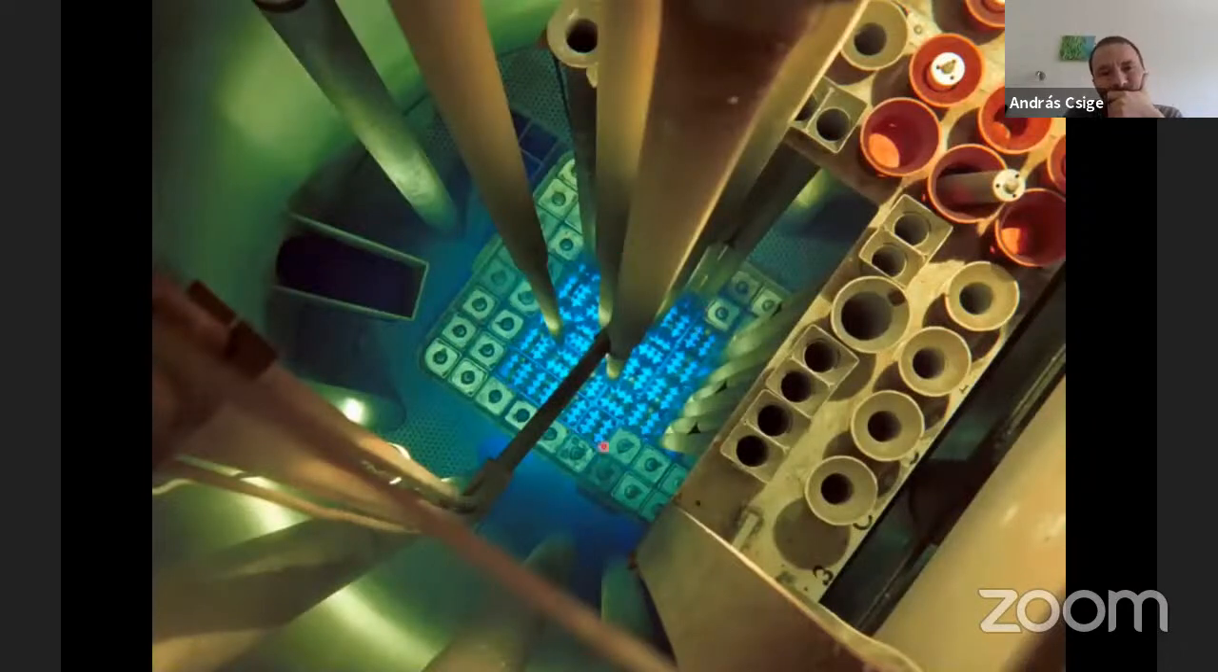This is how the core looks like on 10 kilowatt power. You see the blue glow of the Cherenkov light.